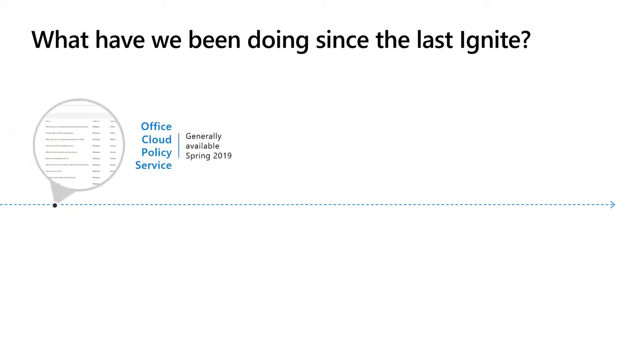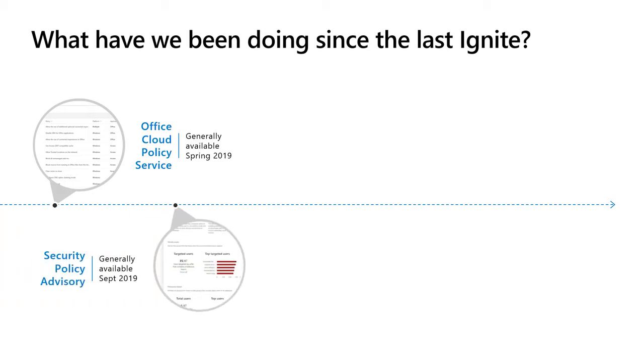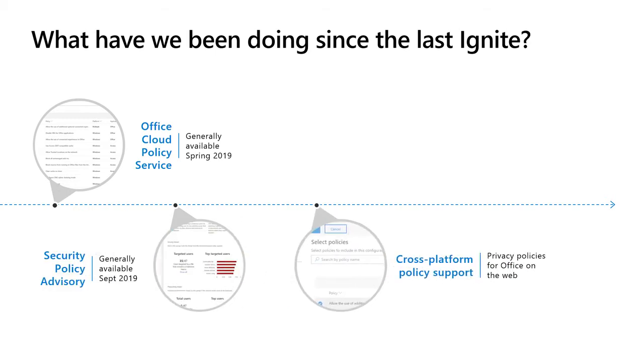But the security policy advisor feature, which was built on top of our core policy service, didn't GA at the same time that the policy service did. I think we just GA'd it like last month. I'd have to get my dates right, but actually it says September right there, so a couple months ago. And then on top of that, we've been working on cross-platform support. Back to my comment that I just made a little bit earlier.